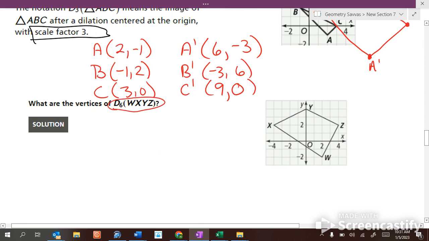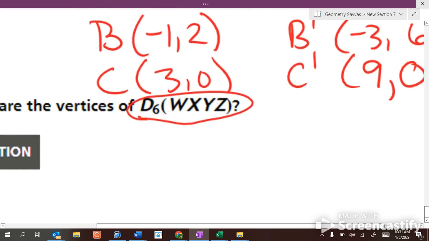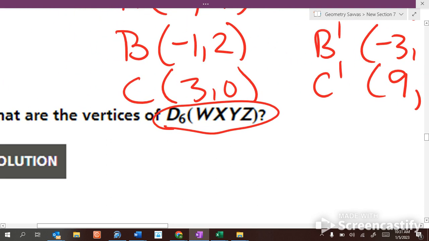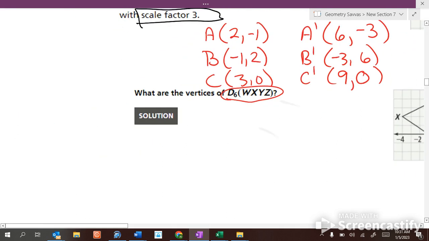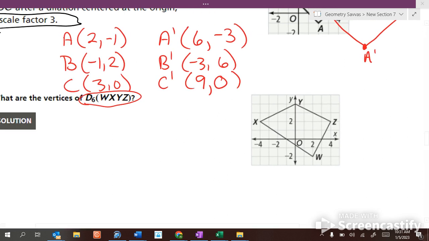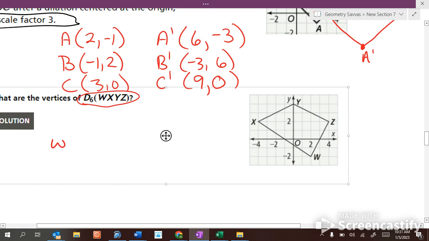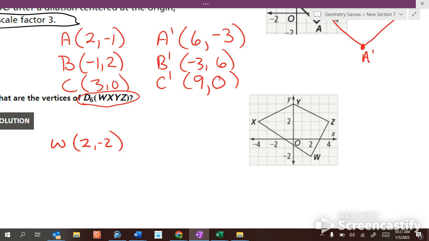When you see it written like this, it says D6. What do you think our scale factor is going to be there if it's D6? 6. Our scale factor is going to be 6. So you take each of the vertices and you multiply them by 6. So W is originally at (2, -2). If you take it times 6, what are the new ordered pairs, Kennedy?